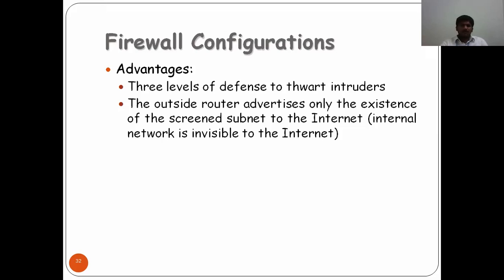Then the outside router's advantage is that it only extends the screened subnet to the internet. That is, the internal network is invisible to the internet. So you know the difference between a small 'internet' and the capital 'I' Internet. One is giving a network, another one is giving services. This is simply what you can call WWW services.